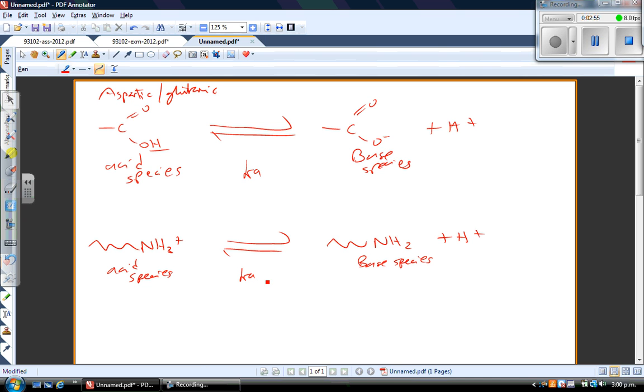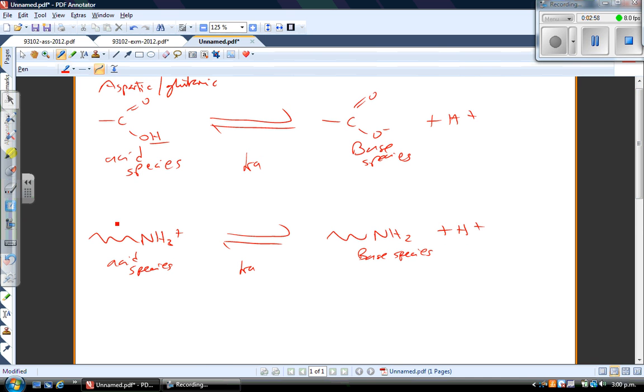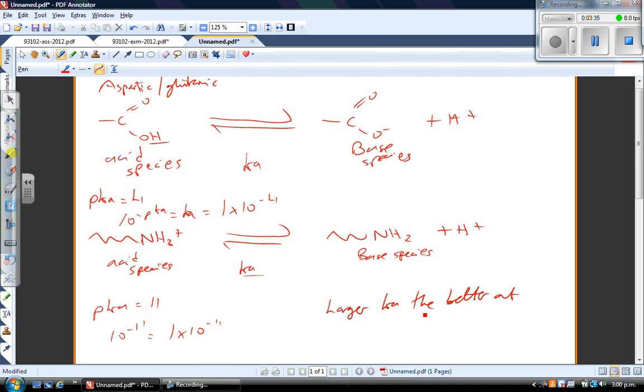Now the pKa is where we get our Ka from. The pKa for aspartic or glutamic acid was given to us as being 4. And if you remember from level 2, or level 3 for that matter, 10 to the minus pKa will give you your Ka value, which in this case is 1 by 10 to the minus 4. And then the pKa for lysine was equal to 11, so 10 to the minus 11 gives you 1 by 10 to the minus 11. A Ka is a measure of how good a weak acid is at dissociating in water. So the larger the Ka, the better at dissociating.